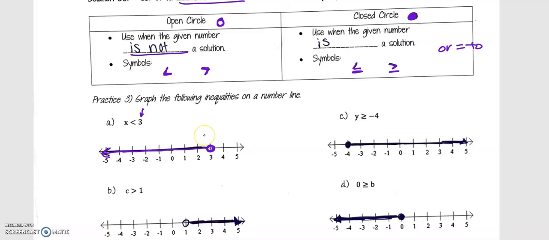Another way you can remember is if the inequality is pointing this way, that's the direction of the arrow. See how those are the same? That only works if the variable is first. So let's check out this next one.